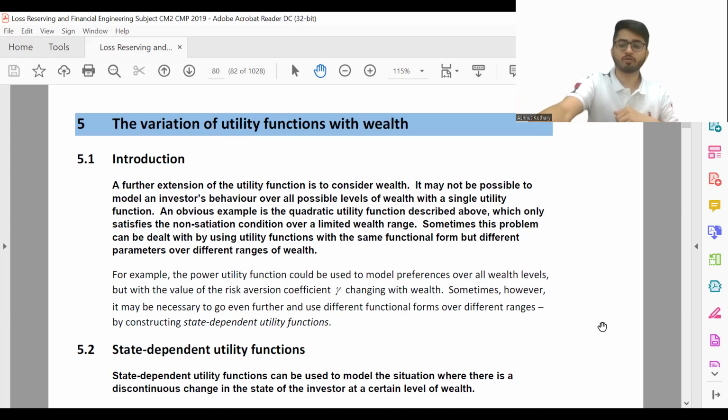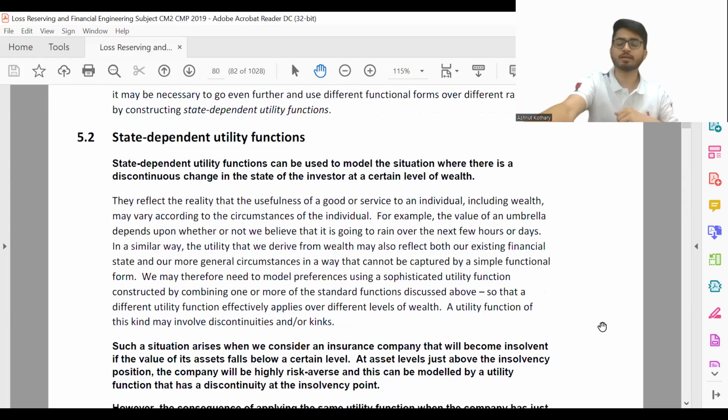So under this, what we're going to look at is primarily the state dependent utility function. What this states is that with respect to a reference point or a benchmark or a certain point of wealth, above that the investor will have a different utility function, and below that the investor will have a different utility function. Let me give you an example of this.